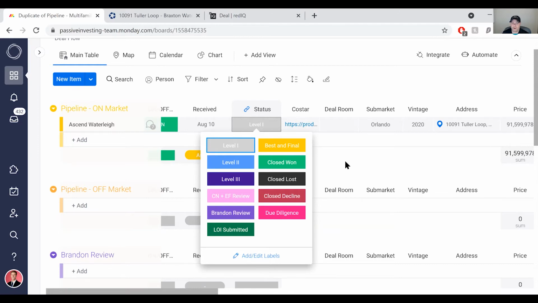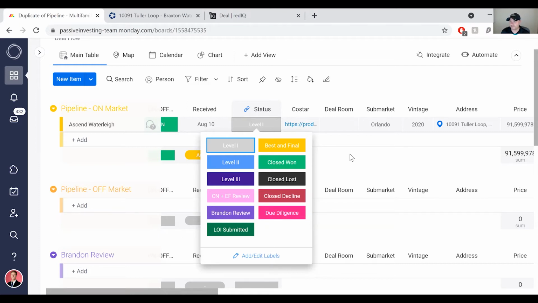They don't want to be burdened all the time with looking at deals that aren't going to work out, so we want to make sure it's been vetted all the way out. By the time I'm bringing a deal for them to look at, we're ready to submit an LOI on it. Sometimes we'll even submit the LOIs prior to their review if I've reviewed it, but it depends. If there's non-refundable earnest money, we always review that, all three of us together. And then you see past that: LOI submitted, best and final, closed won, closed loss, closed decline, or due diligence.